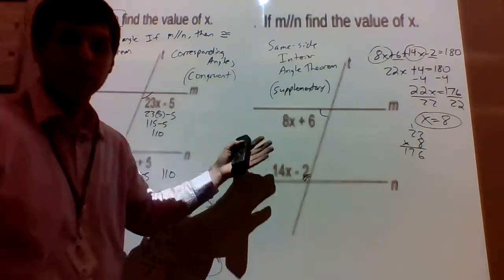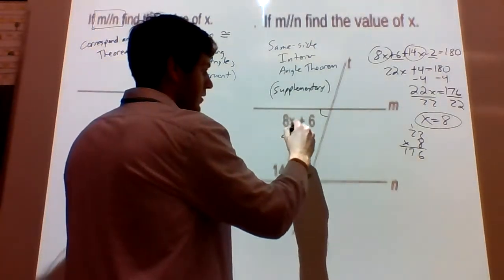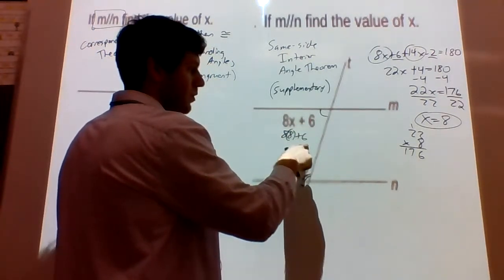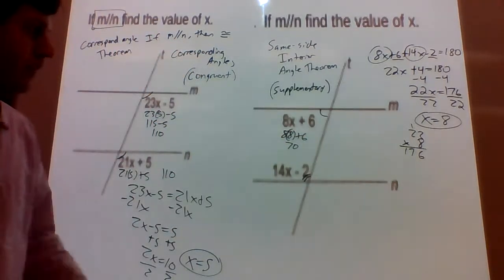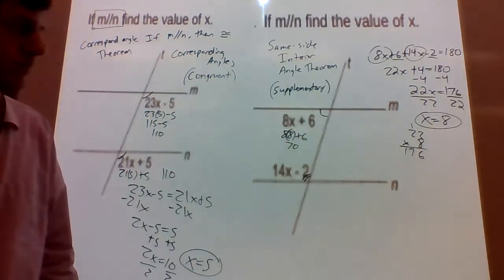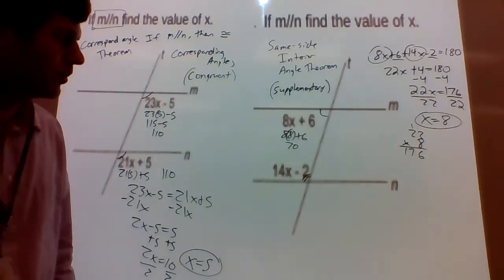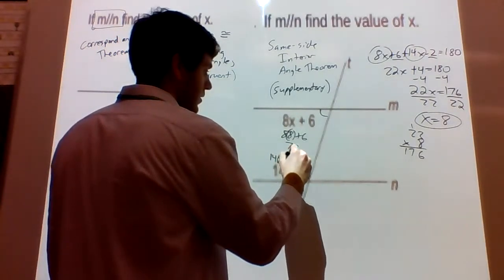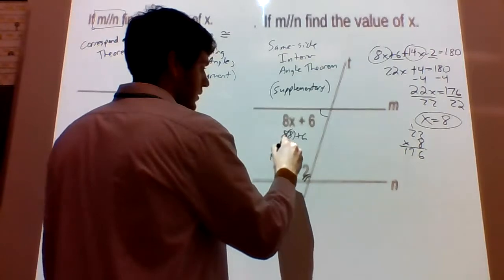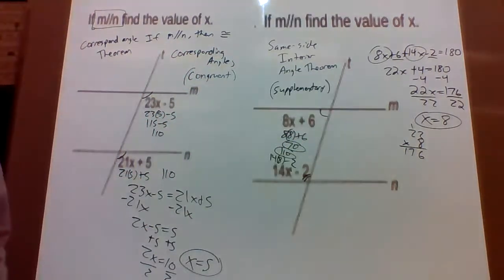We plug it in, substitute it in, to see if our answer is right. 8 times 8, 64, 64 plus 6 is 70. This one would hopefully be 110. 14 times 8, what's 10 times 8 is 80 plus 32 is 112, minus 2 which is going to give us 110. So we know those add up to 180. So we know we have the right answer.